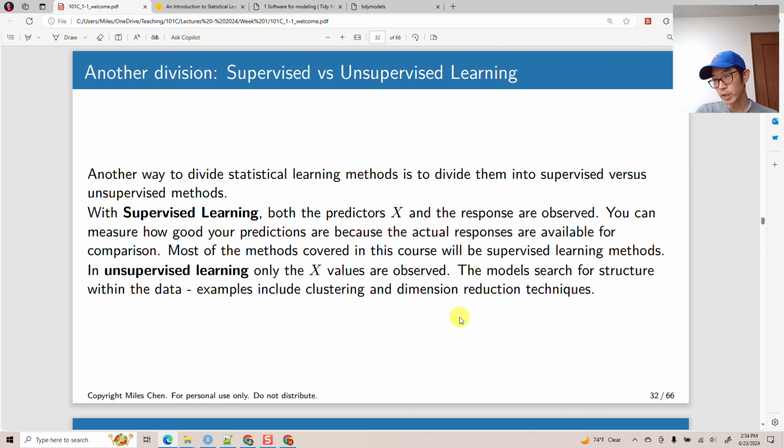In this class, we're not really going to get into unsupervised learning, but it's good to talk about it. Another way to think about statistical learning methods is to divide them into supervised versus unsupervised methods. In supervised learning, you have the predictors and the responses, and you're able to evaluate how good your predictions are because you know the answers. So in your training data, you say, these are my inputs, these are the outputs, try to predict these things, and you know the answers, so you can evaluate this.